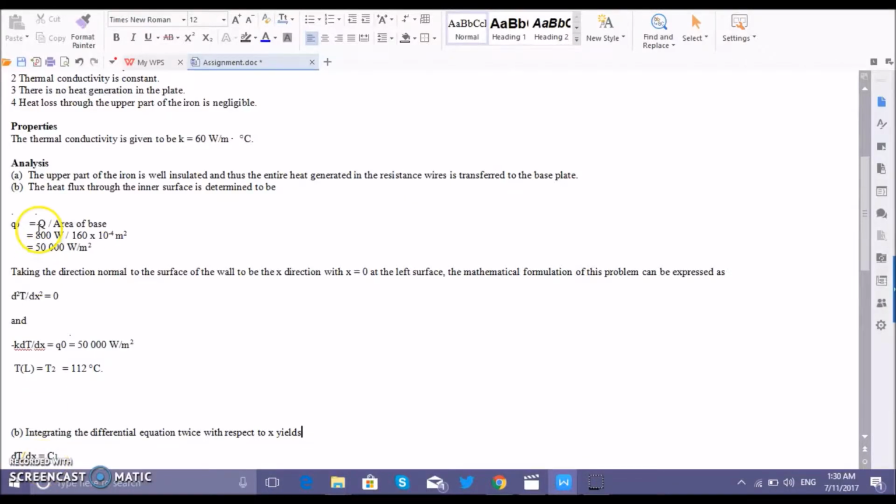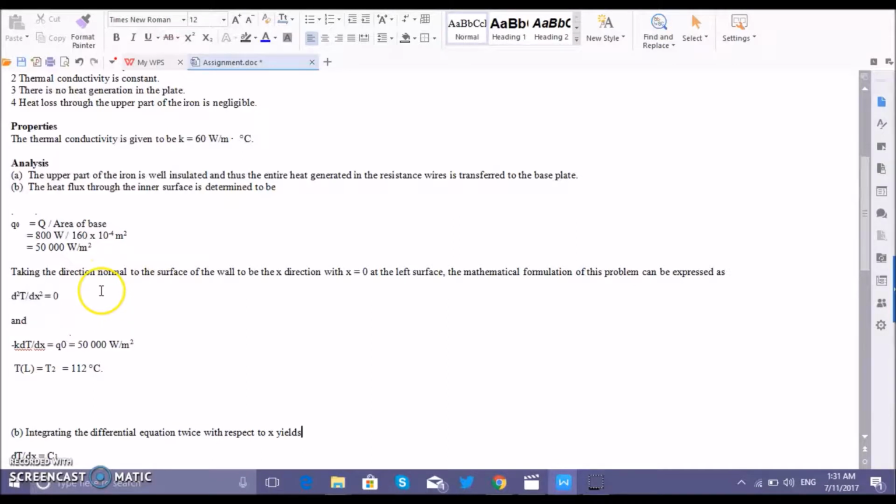Okay, next the properties given, which is the thermal conductivity is 60 watt per meter degree C. And the last part is the analysis, which is the upper part of the iron is well insulated, and thus the entire heat generated in the resistance wires is transferred to the base plate. Then we can find the heat flux by using the formula heat transfer over area. Heat transfer was given, which is 800 watt, and the area also was given, which is 160 cm squared. So we get the heat flux, which is 50,000 watt per meter squared.